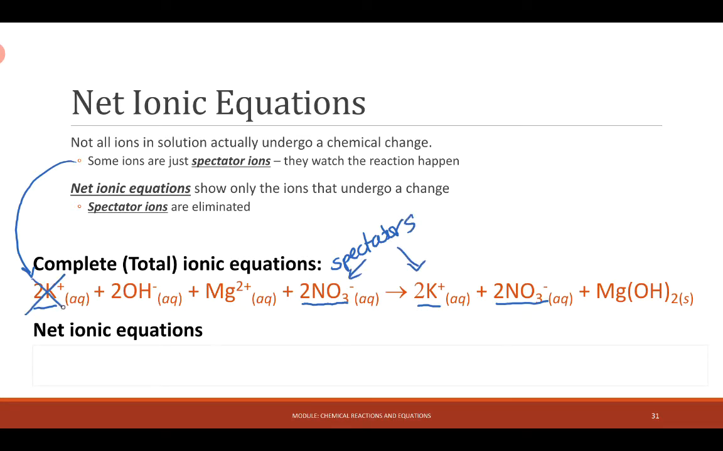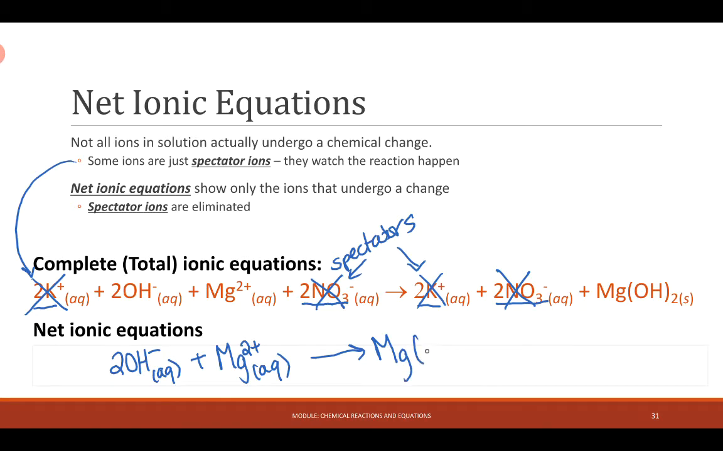And so we can cross out the spectators to simplify our equation, and then we'll be left with our net ionic equation. The net ionic equation only includes the ions that undergo a chemical change. So when we write our net ionic equation, it will be 2 hydroxides and 1 magnesium cation forming magnesium hydroxide solid. This is the actual chemical change that's occurring when we mix these 2 things together. Later we will learn that this is called a precipitation reaction because solids form out of aqueous species.